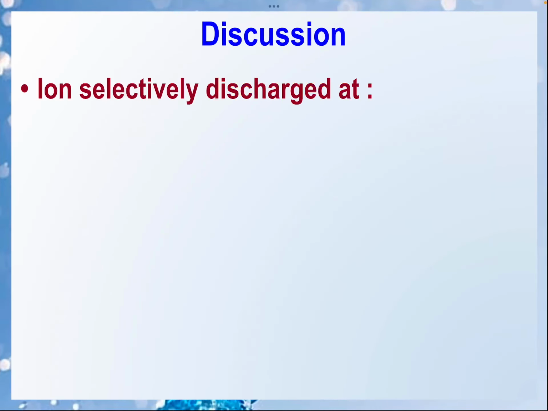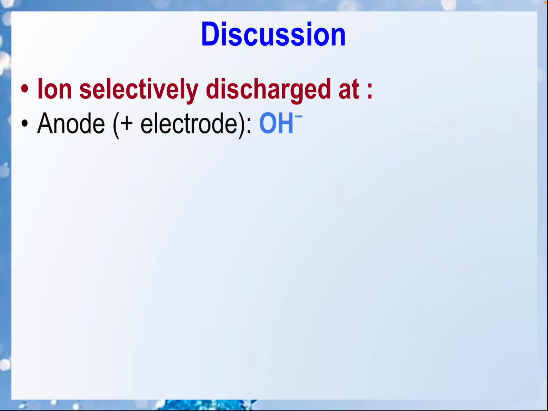So, kita tengok sama-sama. Okay, discussion ini. Dekat anode, cikgu dah awal-awal cakap dah, hydroxide. Kejap lagi kita tengok. Yang ni cikgu tunjukkan dia punya keputusan. Okay. So, dekat anode yang bercas positif.